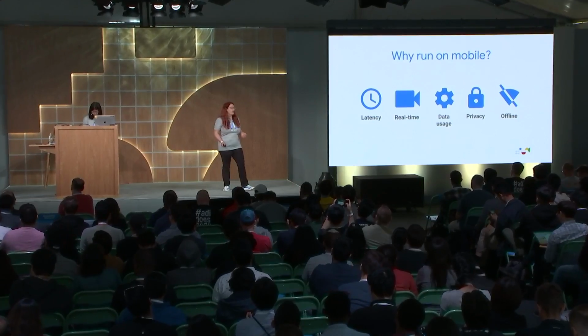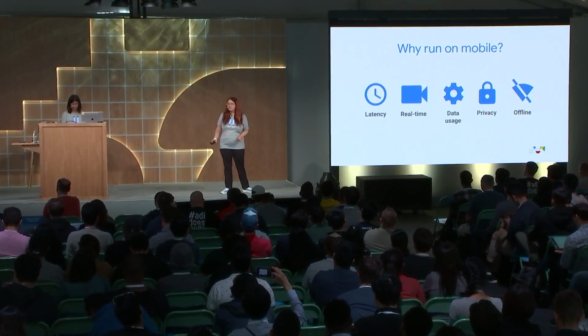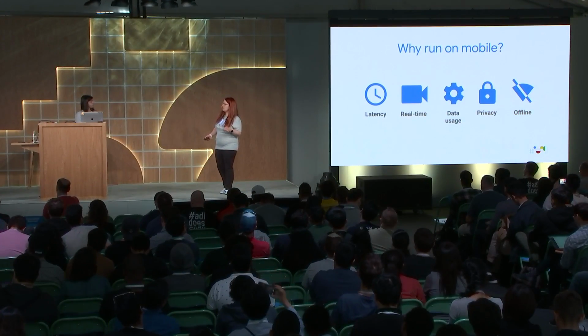Why do you want to run it on a mobile device? Well, there's lots of reasons. We're going to talk about a couple of them today. Latency being the first. It's faster. There's no back and forth talking to the network, waiting for results. And that means that you get the ability to run on device in real time. You can use your video camera. You can use real-time processing to get a better experience for your users.